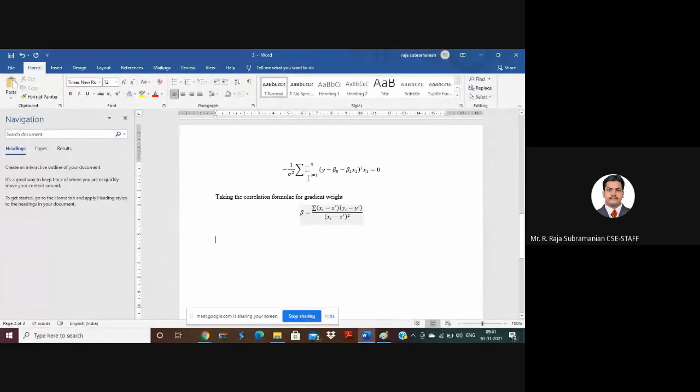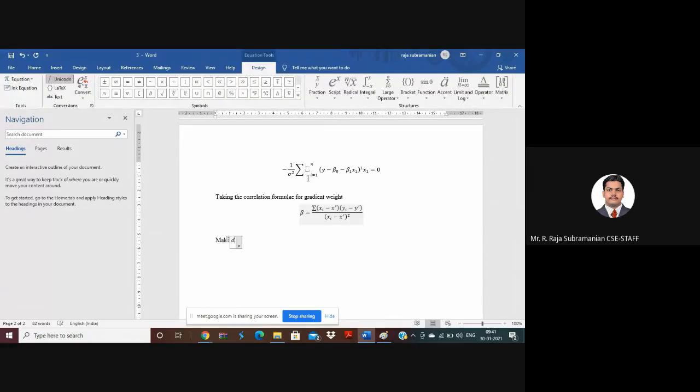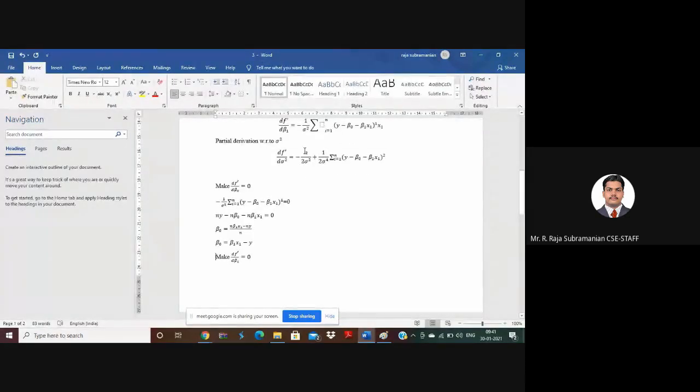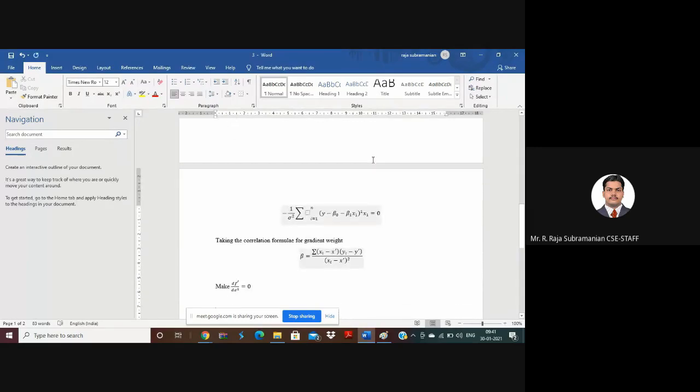So now, going for beta naught, going for sigma squared, make dou f dash divided by dou sigma squared equal to 0. So now the sigma squared formula entirely becomes 0. This term, I make it entirely 0.